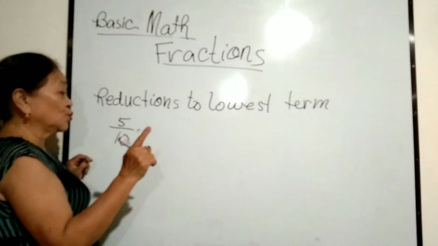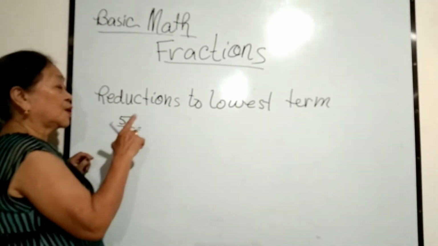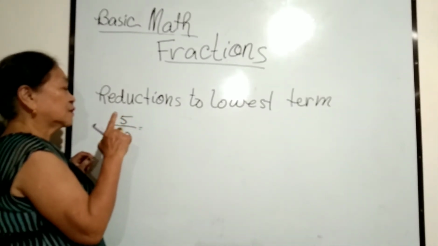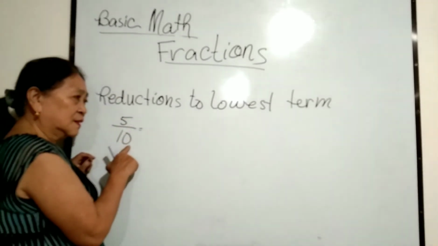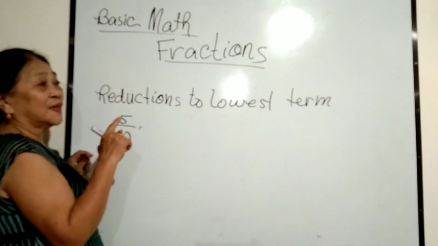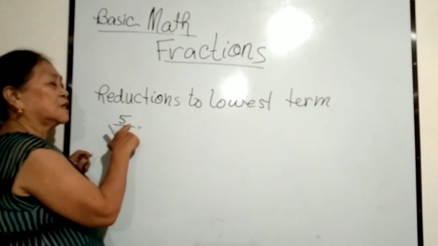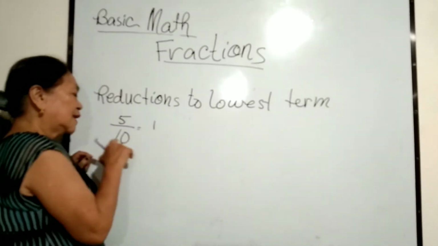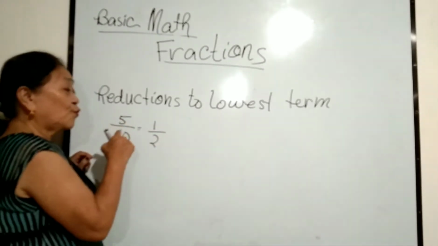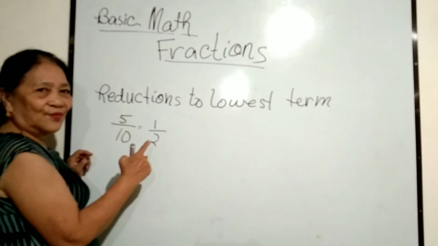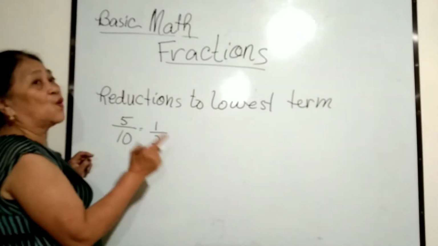When you are going to reduce, you are going to think of a number, greatest common factor that would divide the numerator and the denominator. We call that greatest common factor. So, I am going to use 5. 5 divided by 5 is 1. 10 divided by 5 is 2. So, 5/10 is just 1/2. 1/2 and 5/10, they are equal.